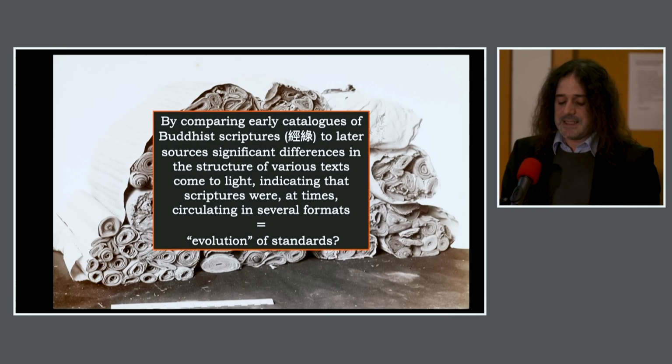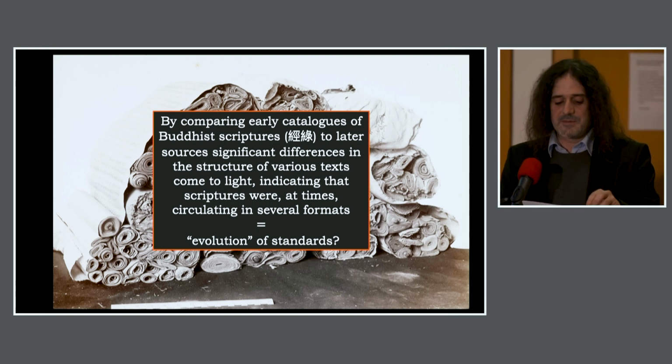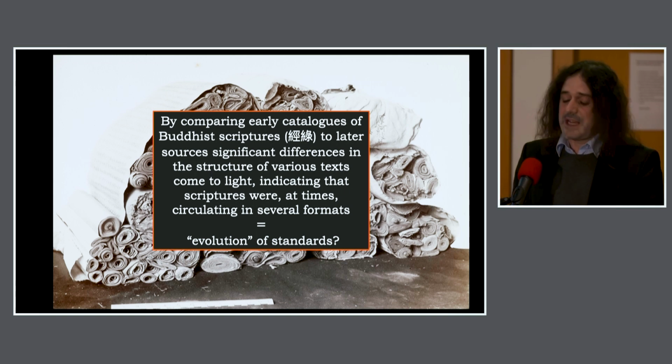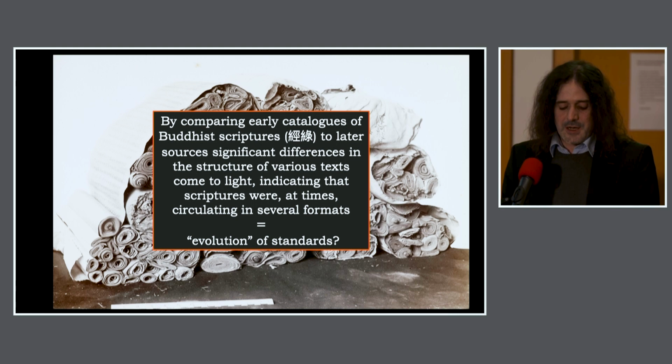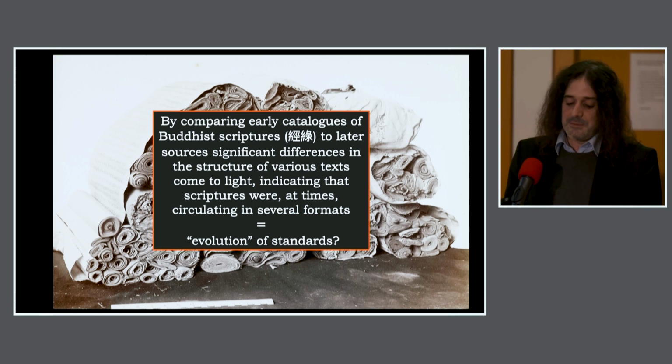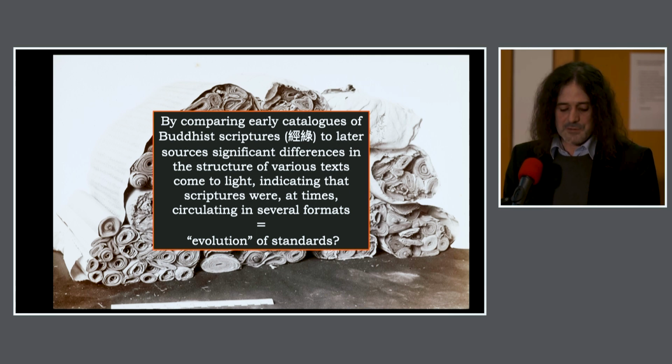So, given choices in the formal organization of a scripture may be linked to material factors or to specific standards or trends in some historical periods, when we compare information found in early catalogues of Buddhist scriptures to later sources, certain differences in the structure of various texts come to light, indicating that given scriptures were circulating in several formats, possibly with a different layout, and scroll divisions evolved over the centuries before possibly stabilizing at a certain point in the complex history of this religious system.